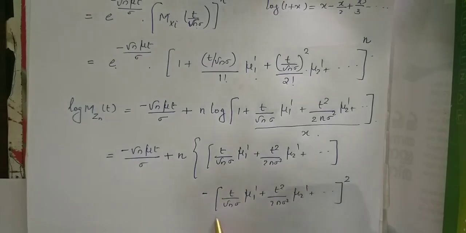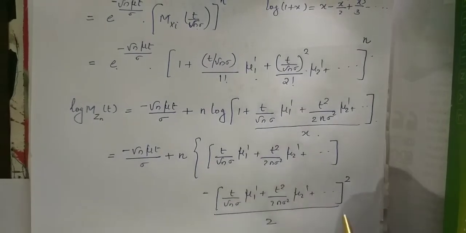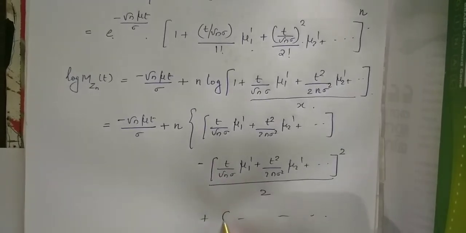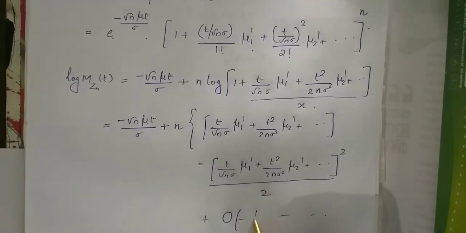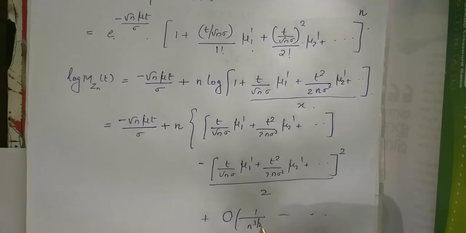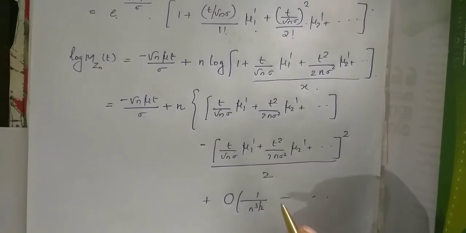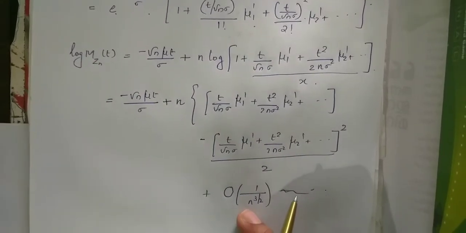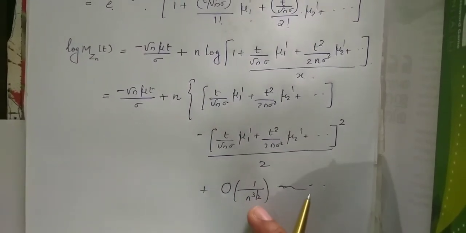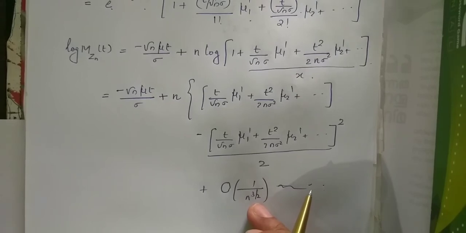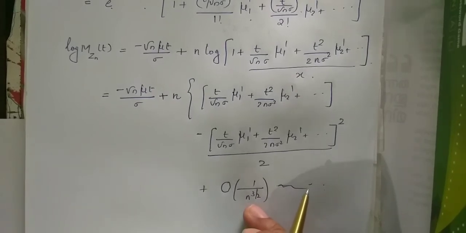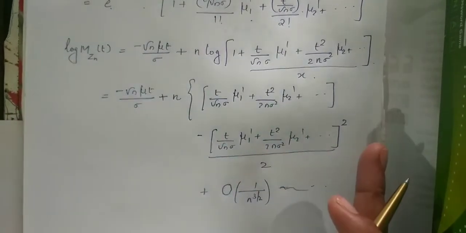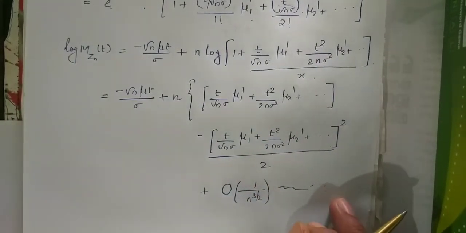the whole square divided by 2 plus etc. Or we can write this as order of 1 by n raised to 3 by 2. What is this? This term denotes terms with n raised to 3 by 2 or higher powers of n in the denominator. Here if we put n tends to infinity, the whole term vanishes. That's why we are writing like this.